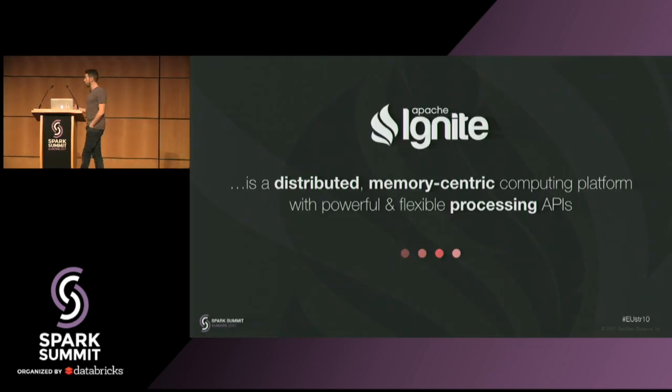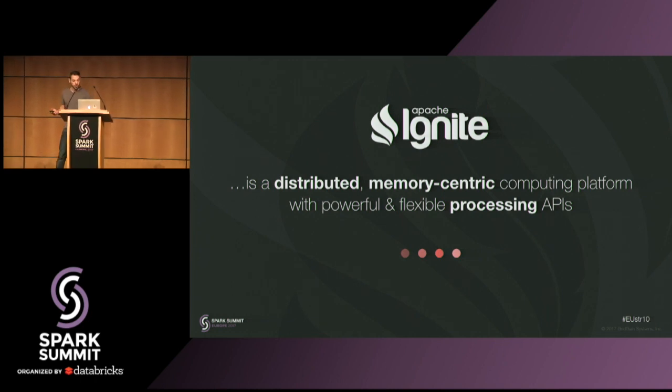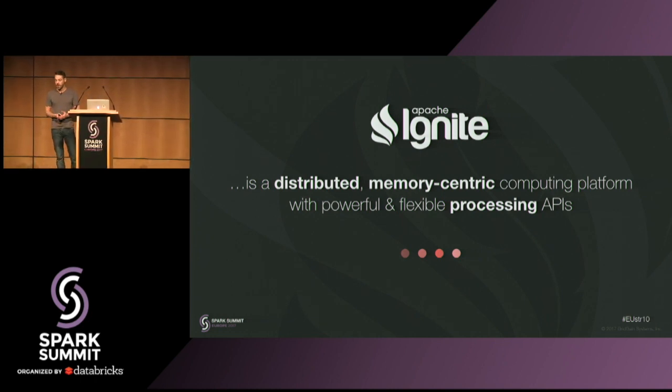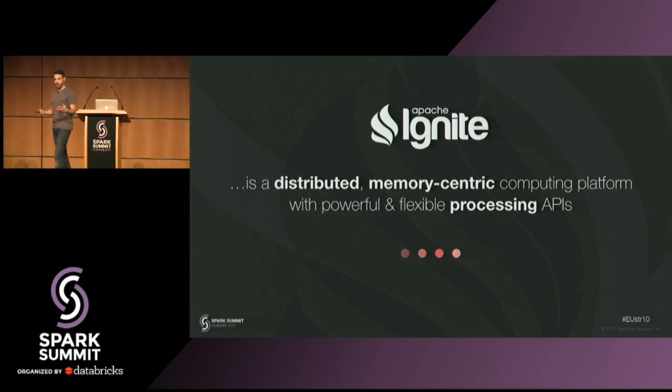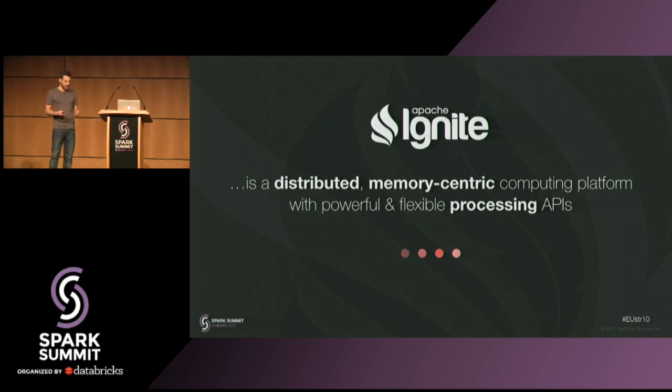So simply put, what is Ignite? It's a distributed memory-centric computing platform, right, with powerful processing APIs. So it's really about storing your data in memory and then having the flexibility and ability to manipulate and process this data in many different ways.